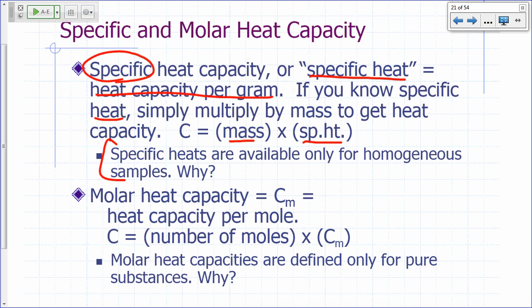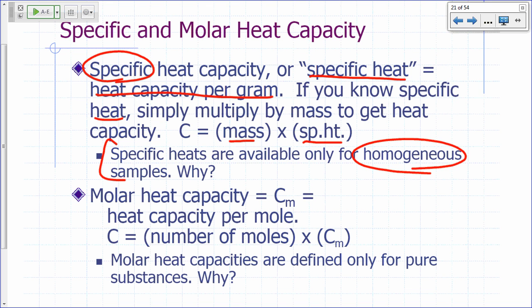Specific heats are available only for homogeneous samples. Why is that? What do we mean by homogeneous? It's uniform throughout. If you have a sample that's not uniform throughout, then different parts of your system might have different heat capacities, so they're going to have different specific heats. Specific heats are things you can look up, for example, for pure substances. If you have a sample of a pure substance, you would know what its specific heat is.